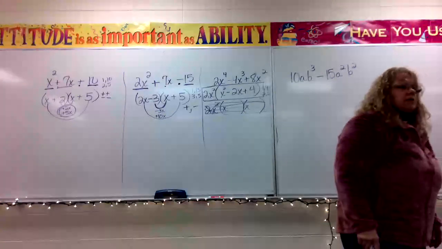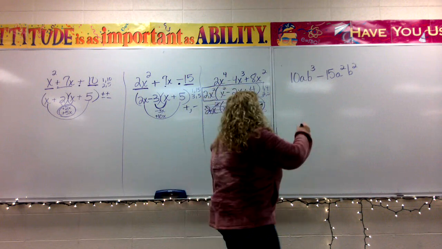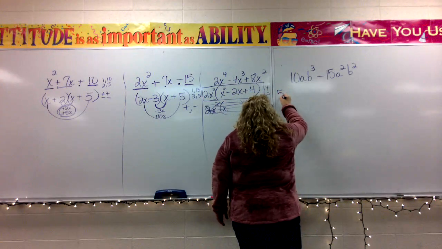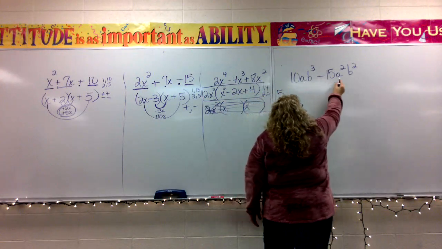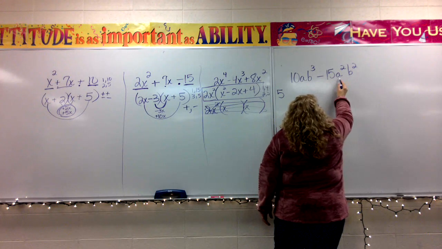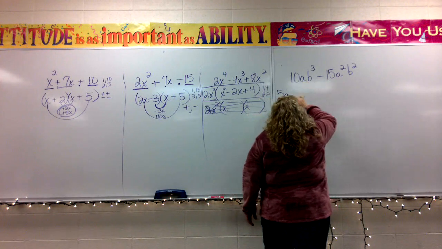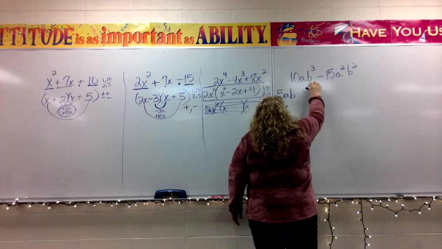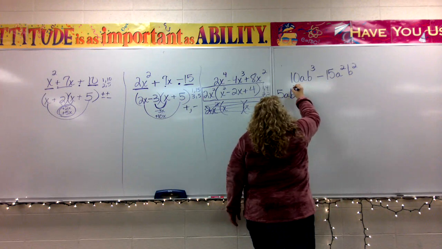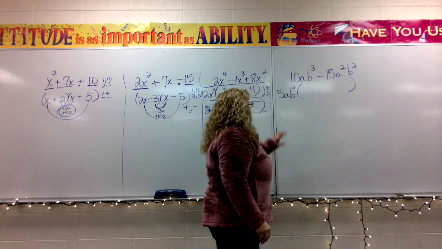Anything common? 5. He says what? 5. 5's common. What else? Oh, she says a b squared. And what else? 1a. I have 1 and 2, so I can take out 1. And I have 3 b's and 2 b's, so I can take out 2. Then what do we have left?